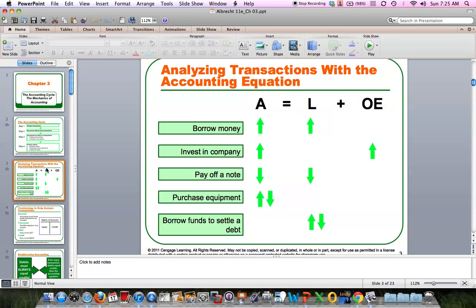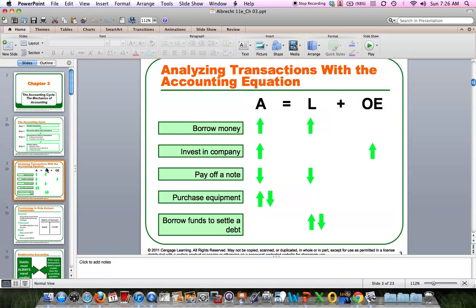The next one, purchase equipment. And there's where assets can go up and down. Let's say I spend cash to buy another asset. Cash goes down because I'm spending it, but the asset I'm purchasing goes up. So let's say I spend $20,000 to buy a delivery van. Cash goes down by $20,000 if I write a check for 20, but my delivery van asset now goes up to $20,000. So one asset goes down, the other goes up, both in the same amount.